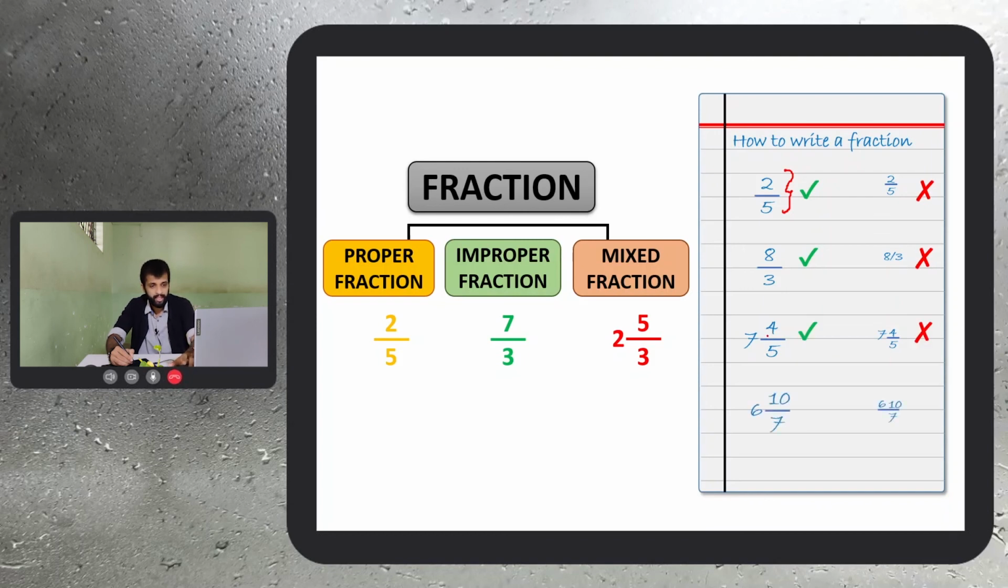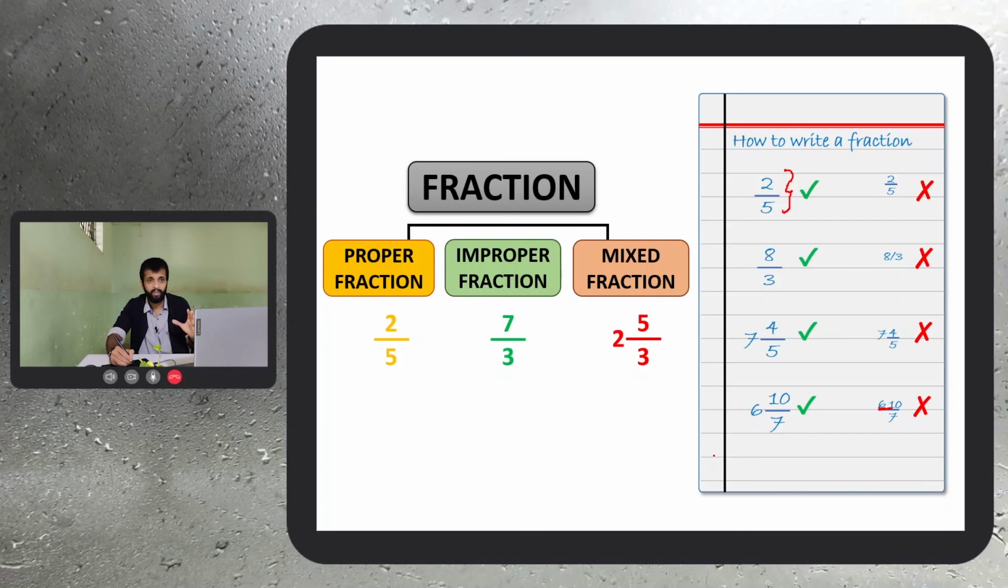And let us take the last example. Please make sure that the bar that is put as a dividing sign doesn't touch or go below the other number. So it has to be written this way. I hope you are clear how to write a fraction.